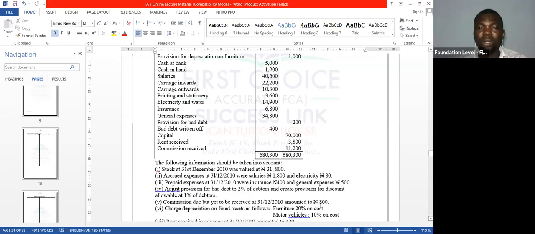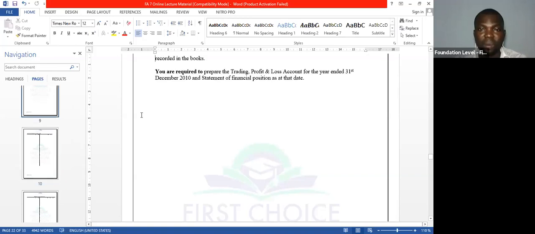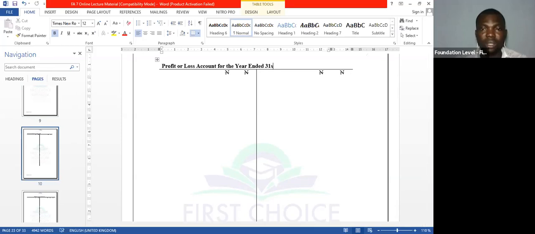So today we are going to conclude this, like I said earlier. We are going to prepare the profit or loss for the year, and what is the period that we are preparing for? The year ended 31st December 2010. So we have this to be the profit or loss account for the year ended 31st December 2010.